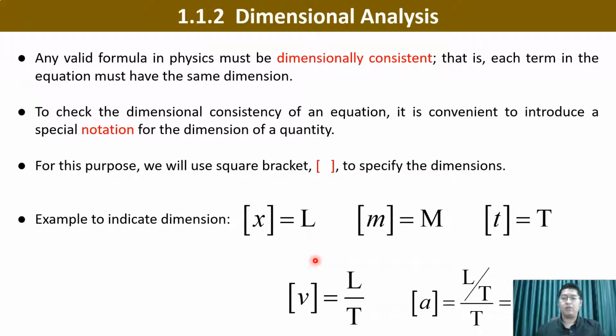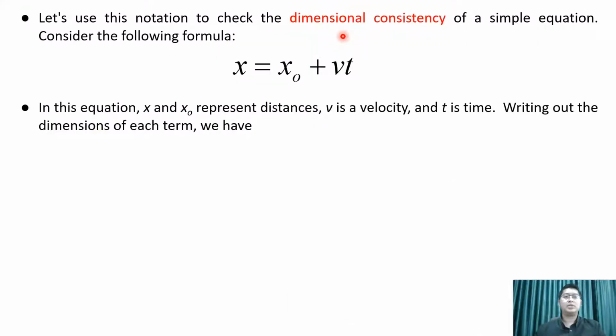For a derived quantity, for example, the velocity, v in the square bracket equals the dimensions of the velocity, which are the length and the time. Let's use this notation to check the dimensional consistency of a simple equation. Consider the following formula: x equals s naught plus vt. In this equation, x and s naught represent distances, v is a velocity, and t is time.